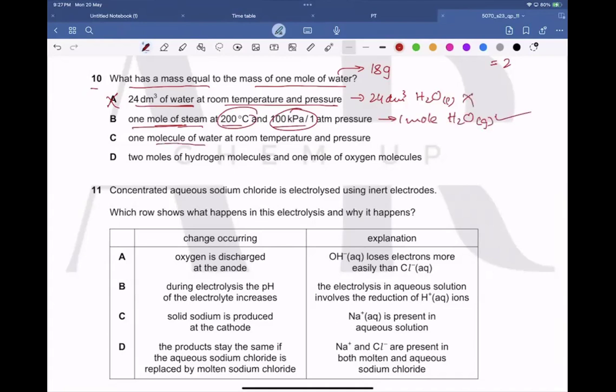1 molecule of water. So 1 molecule of water doesn't have a mass of 18 gram. It is just 18. 2 moles of hydrogen molecule and 1 mole of oxygen. So 2 moles of hydrogen means 2H2, and 1 mole of oxygen means O2. So it is going to be 32 and 2 times 2, 4. So it is going to be 36 grams. So C and D also go wrong. So we are left with the B option. So B is the correct answer.